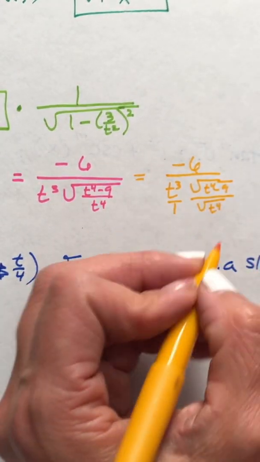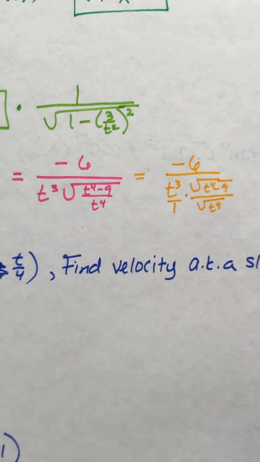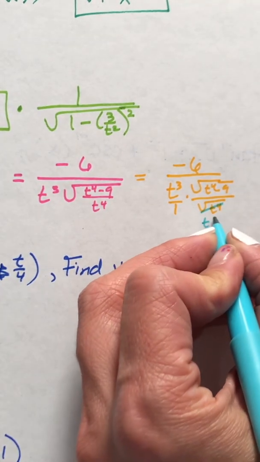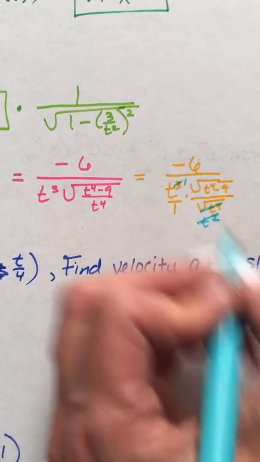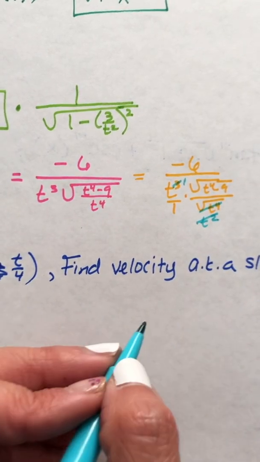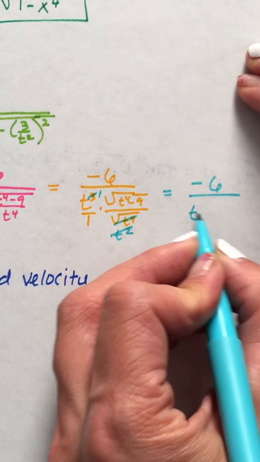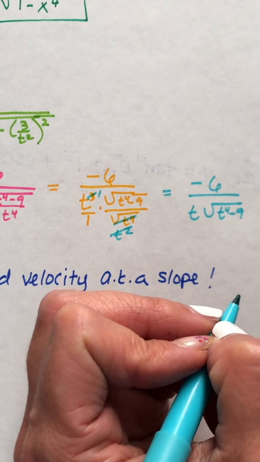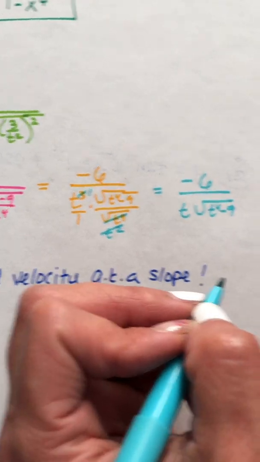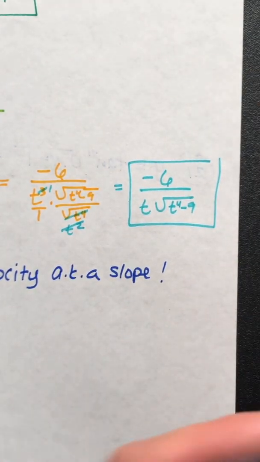So yeah, I have a fraction times a fraction in the denominator. And we know that the square root of t to the fourth is t squared outside of the radical. And I can cancel out these two t's with two of them from there, leaving me with 1. So then my final answer is -6 over t times the square root of t to the fourth minus 9. So anytime you have a fraction underneath the radical, you will need to simplify it like that. And there it is.